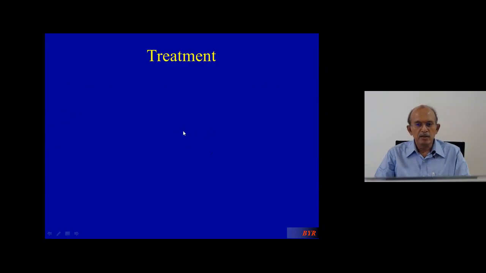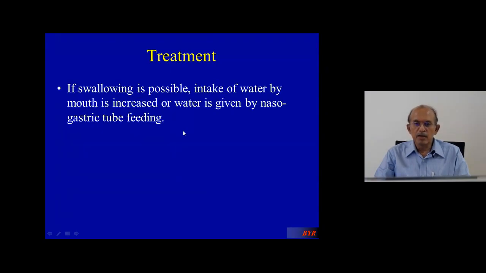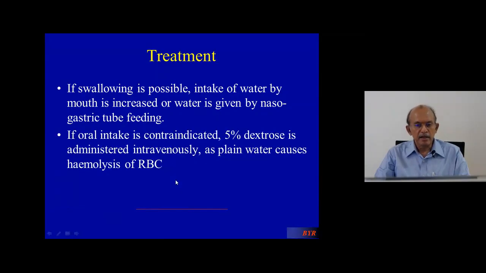Treatment: if swallowing is possible, intake of water by mouth is increased or water is given by nasogastric tube feeding. If oral intake is contraindicated, plain water can be given intravenously in the form of 5% dextrose. So 5% dextrose is administered intravenously, as simple plain water cannot be given because it causes hemolysis of RBC. 5% dextrose is osmotically equivalent to plasma's osmotic pressure.